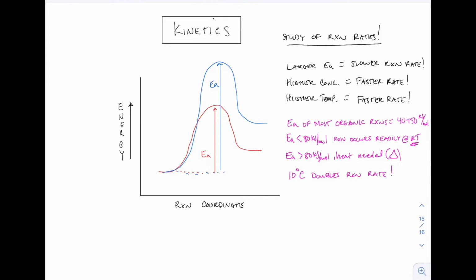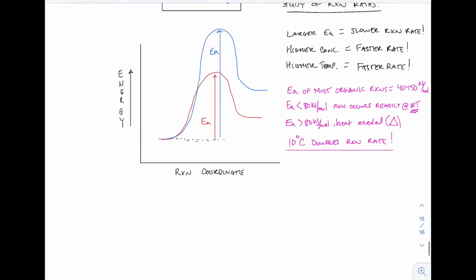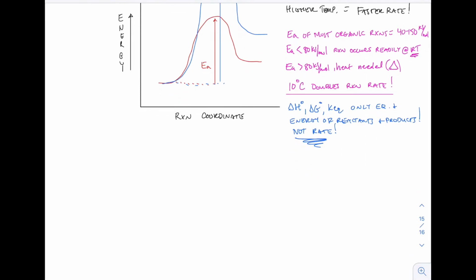Now, a fun little fact: a 10 degree increase in temperature actually doubles the reaction rate. So that gives you an idea as to how temperature and activation energy are all related in terms of reaction rate. Okay. Now, delta H, delta G, Keq, they are not to be lumped in with the activation energy. They're only related to the equilibrium and the energy of the reactants and the products, not the rate. Okay, so it's really important that you don't lump them all together. That's why those were all thermodynamic processes, right, or concepts.